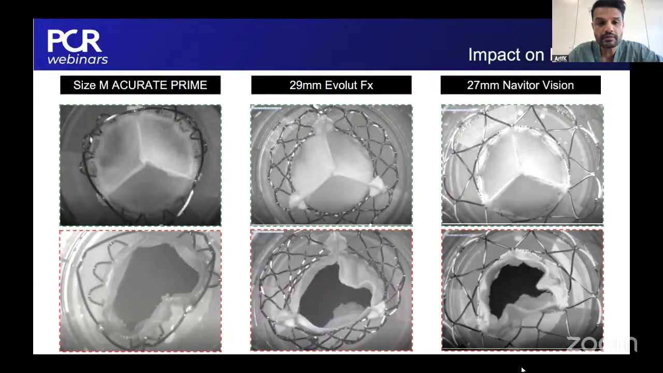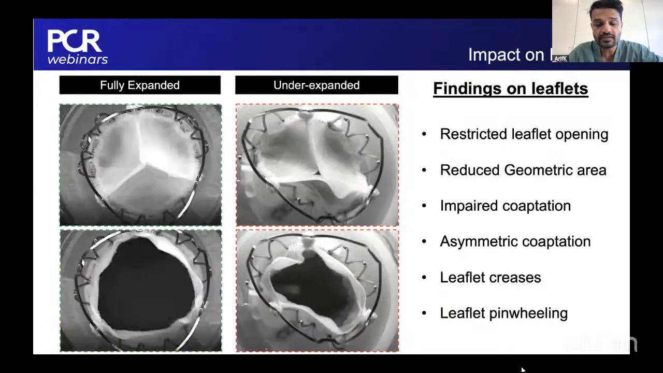If we look in a bit more detail at this, what do we see? Number one, you've clearly got a restriction in the opening of the leaflets as well as the geometric area. You've got impaired coaptation, and the central coaptation point, which you'd get from that Mercedes-Benz sign, is shifted off to one side. If you look on the top right panel, at around 6 o'clock, you've got creases inside the leaflet belly itself, as well as leaflet pinwheeling. So this is how the leaflets can be affected.